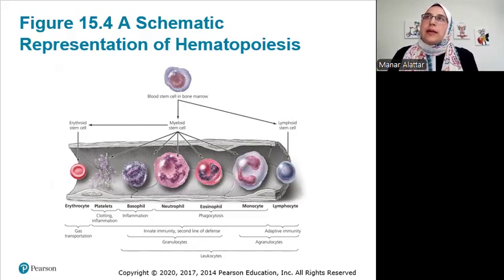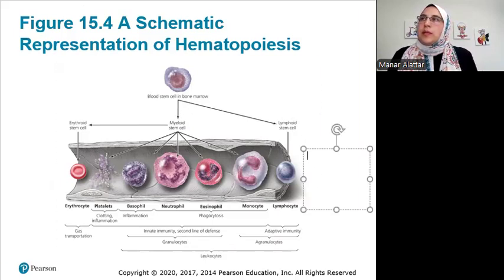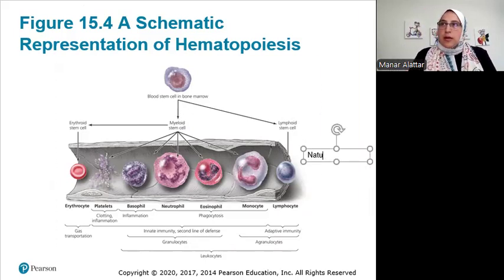Actually, let's go ahead and add those in because that helps us remember. So, natural killer cells.